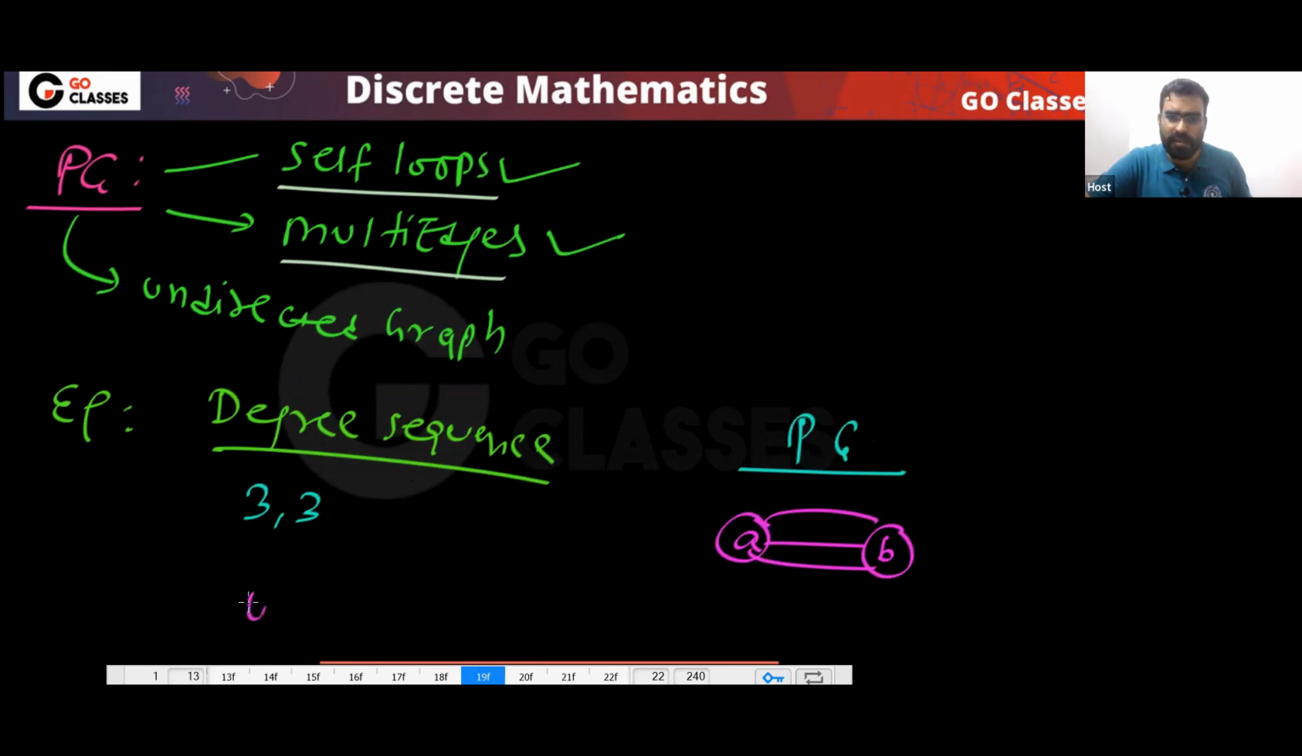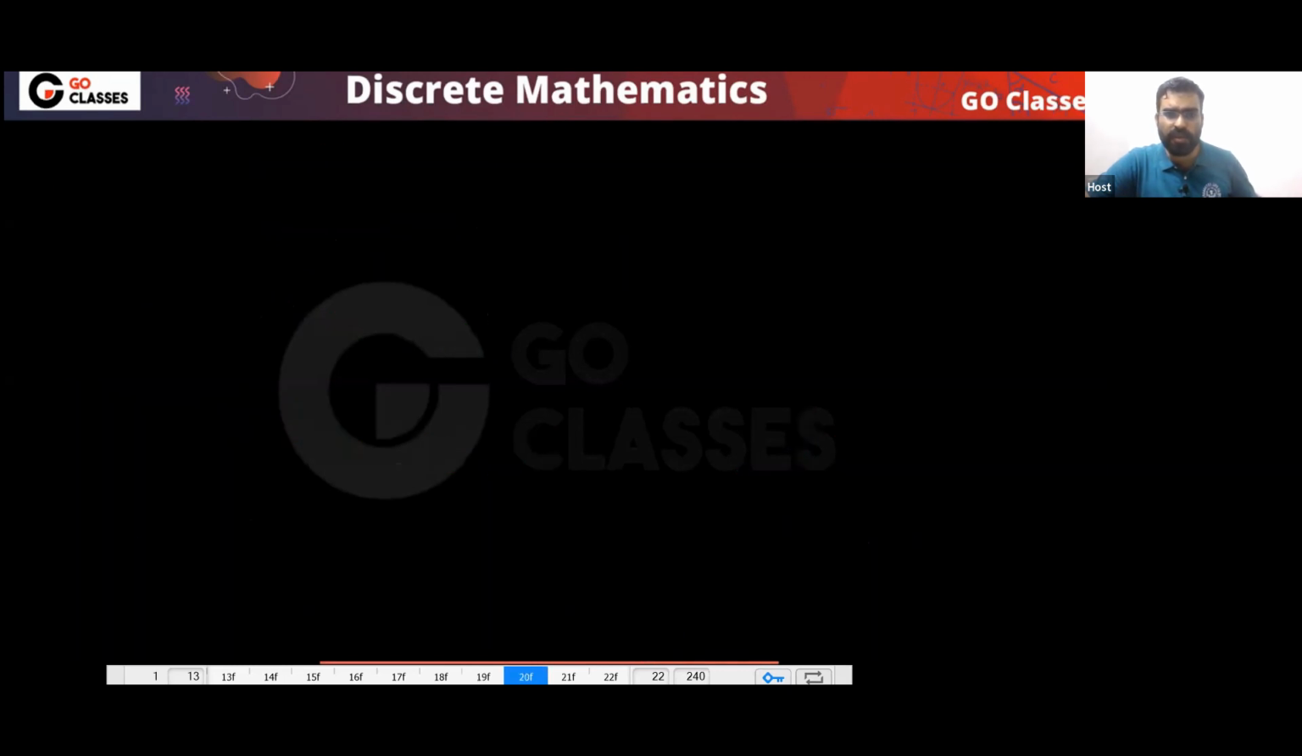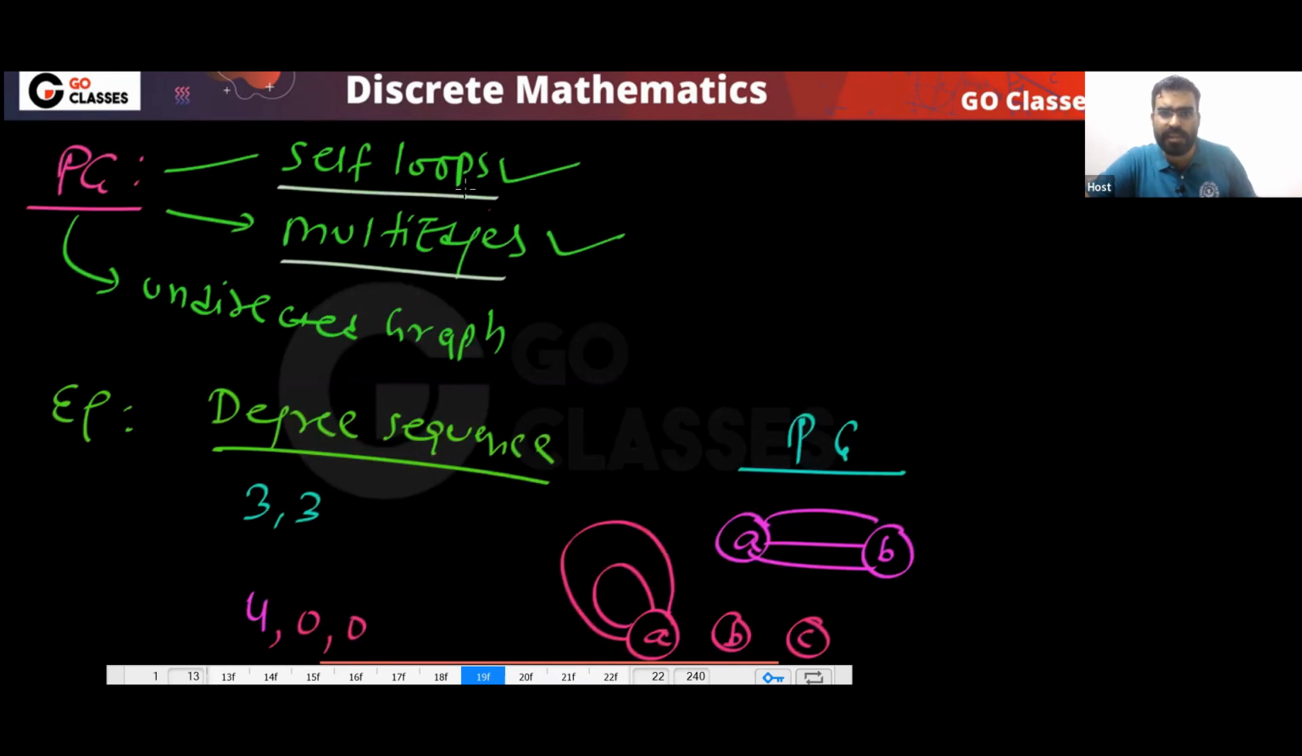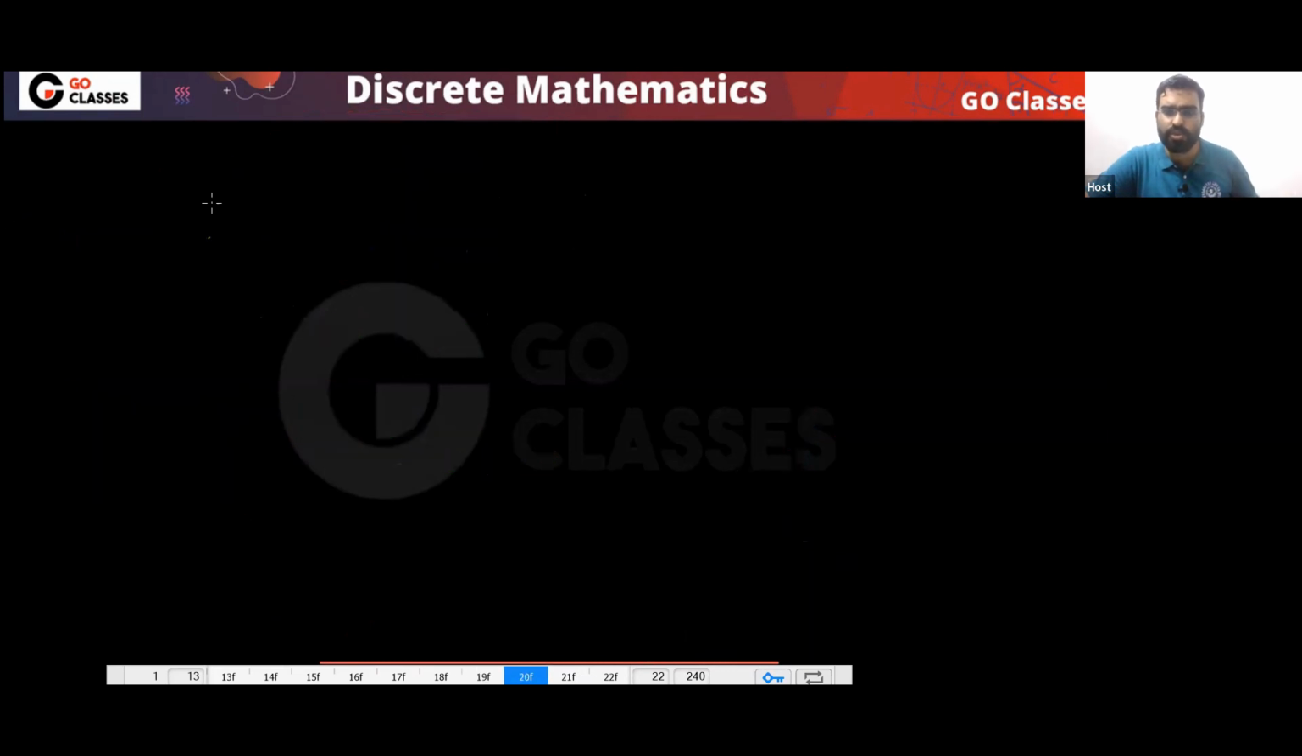Let's see this degree sequence: 4, 0, 0. Can you create a pseudograph? Yes, again you can create a pseudograph, like this. So this will be B, this will be C. Because of the self loops and multi edges, you can create any pseudograph, as long as your total degree is even.